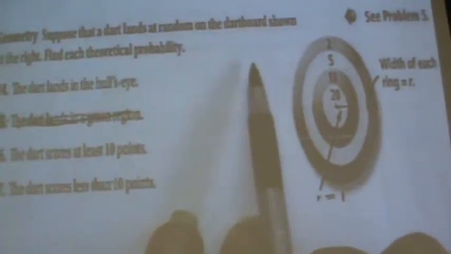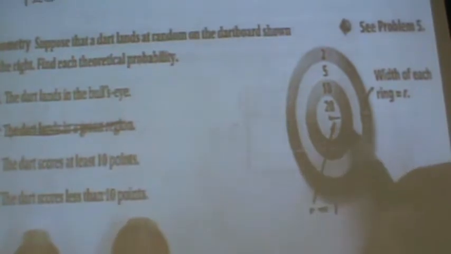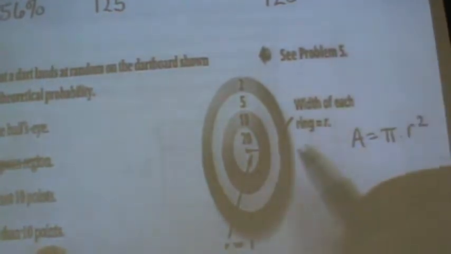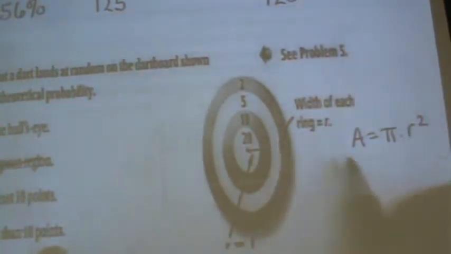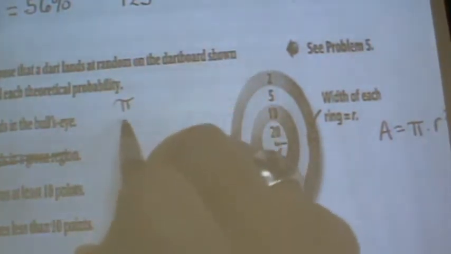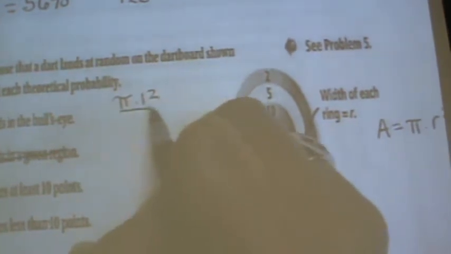It says, what's the probability that the dart will land in the bullseye? Well, here's your bullseye. The 20 is just how many points you get if you land here. You get the most points if you land in this region. So I need the area of this bullseye over the area of the whole thing. How do you find area? Pi r squared. If the radius is 1, what's the area of this bullseye? Pi times 1 squared is just pi.